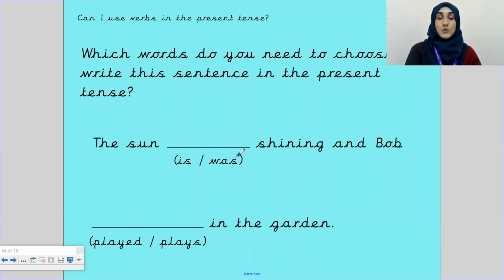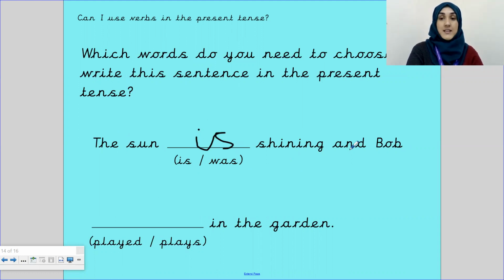Hold 1 finger up if you think it's is, hold 2 fingers up if you think it was. 3, 2, 1, go. Well done, it's number 1, it's is. The sun is shining.